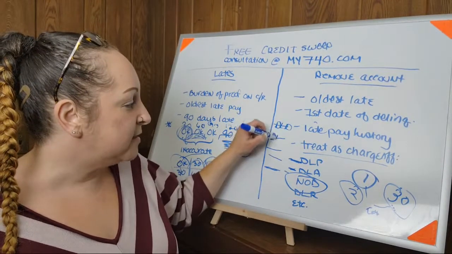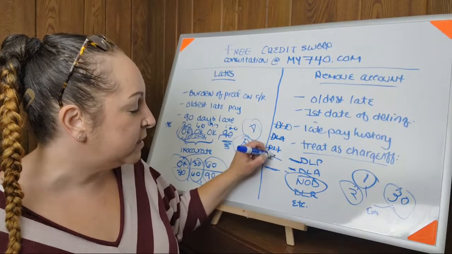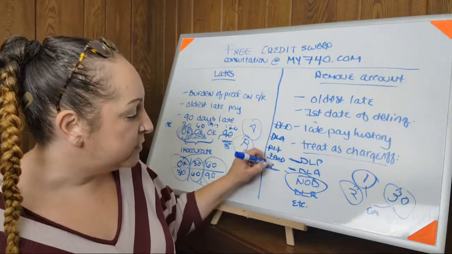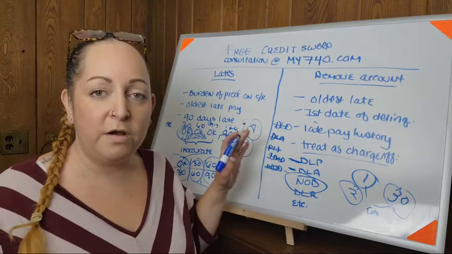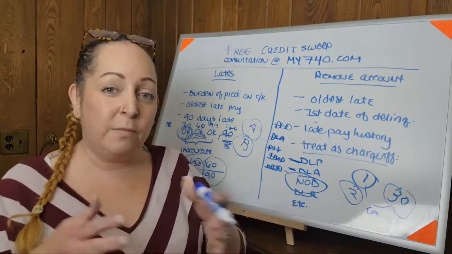Round 2, date last active. Round 3, payment history. Round 4, first date of delinquency. Round 5, notice of dispute. However you want to do it, you're going to want to know exactly how you're going to go after them, and then you're going to update it as time goes on.